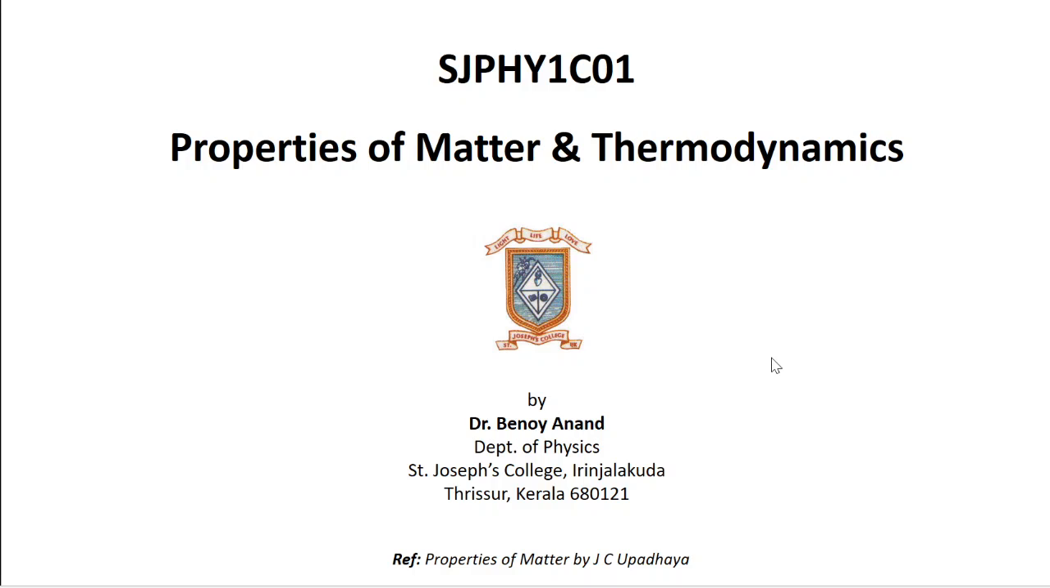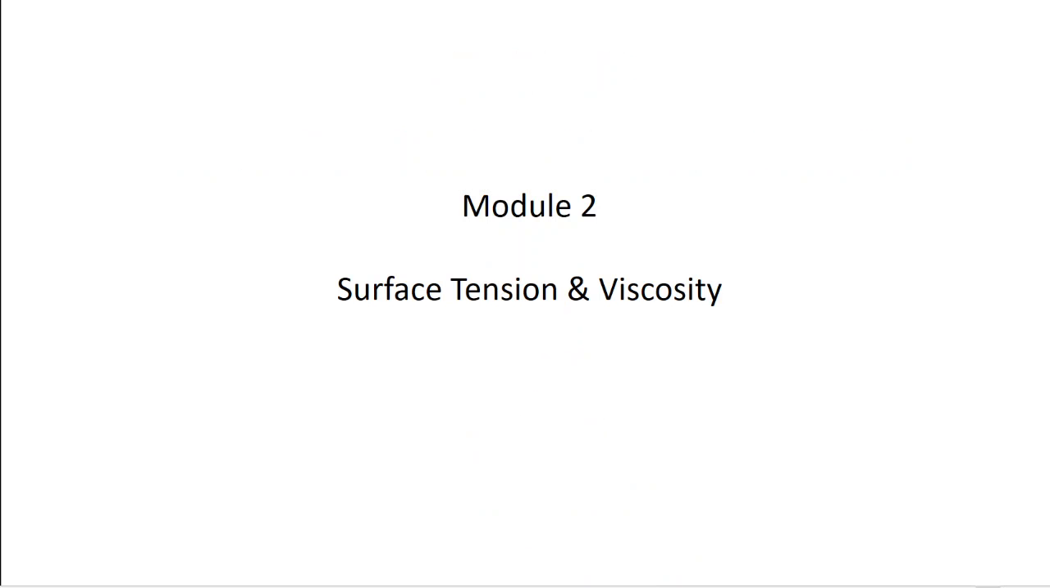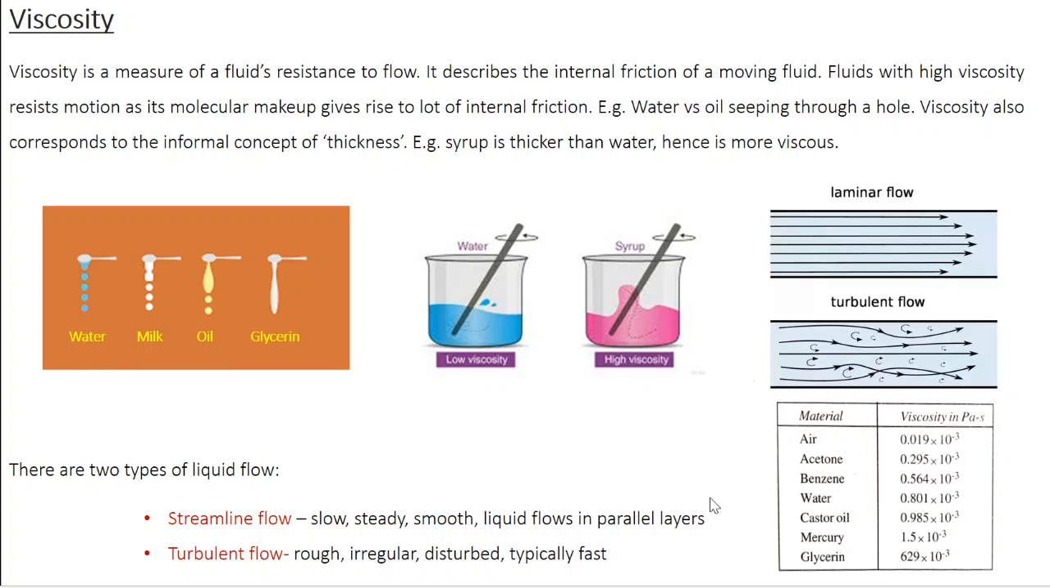SJPHY1C01 Properties of Matter and Thermodynamics. The contents of today's lecture is taken from Properties of Matter by J.C. Upadhyaya. We will continue to discuss topics from Module 2, Surface Tension and Viscosity. In today's class, we are going to discuss viscosity.